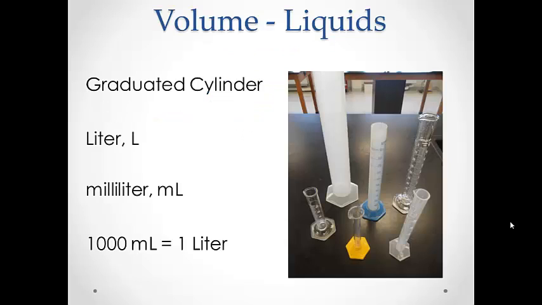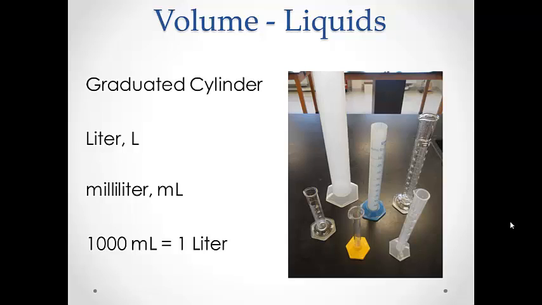In order to measure the volume of a liquid, we need to use a special piece of equipment called a graduated cylinder. We have several different sizes of graduated cylinders in our lab, but they all measure the volume of a liquid in milliliters. Now, a liter is actually the base unit for volume, but it is a pretty large amount, just about the size of a quart. When working in the lab with liquids, liter is not such a convenient unit, so we will use milliliters when we measure the volume of a liquid.